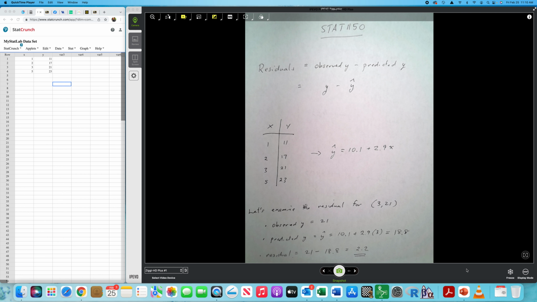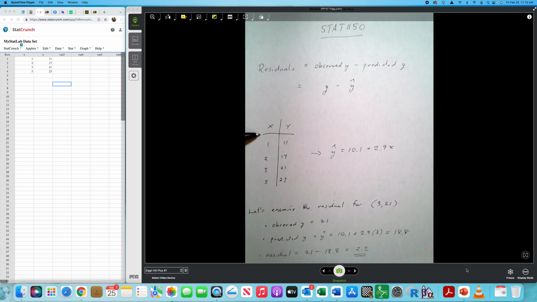And by definition, a residual is just the observed y minus the predicted y, or using symbols, our observed y is always the value that we observe in our table minus the predicted y, which we get by inserting the x value into our model and calculating the y hat, the predicted value. So again, the residual is just the difference between y and y hat. So y minus y hat.